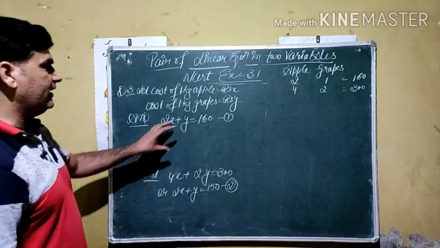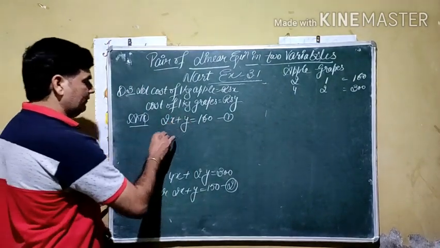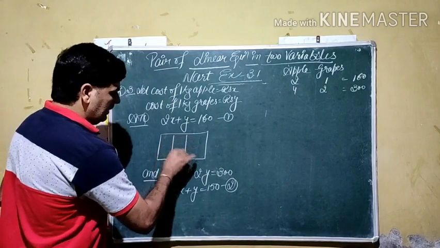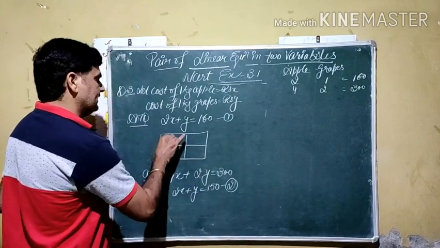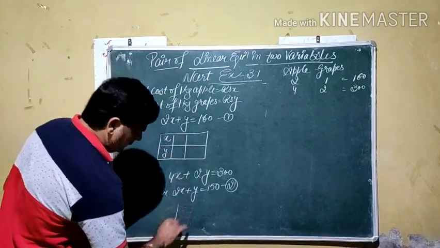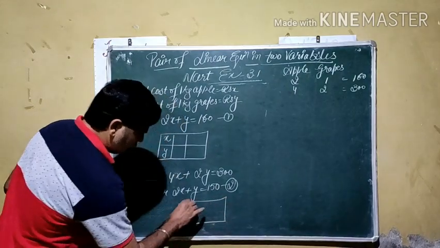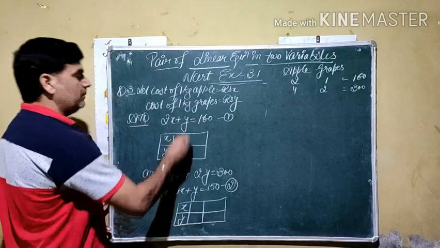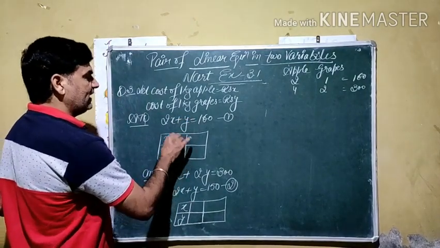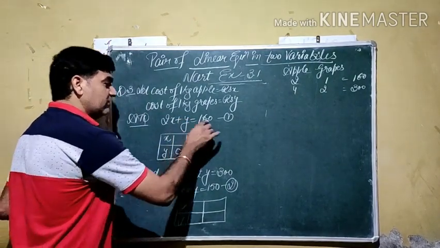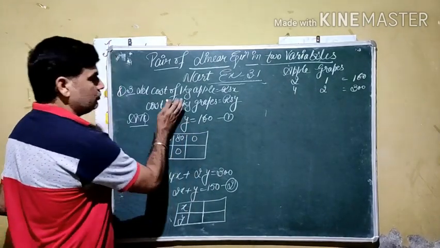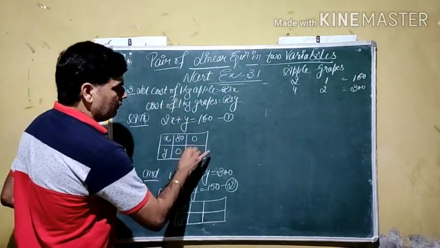Now we have to solve it graphically. To solve it graphically, we have to calculate a minimum of 2 solutions which satisfy equation 1 as well as 2 separately. If we replace the value of y by 0, x comes out: double of which value is 160? 80. If we put x is equal to 0, then y becomes 160.